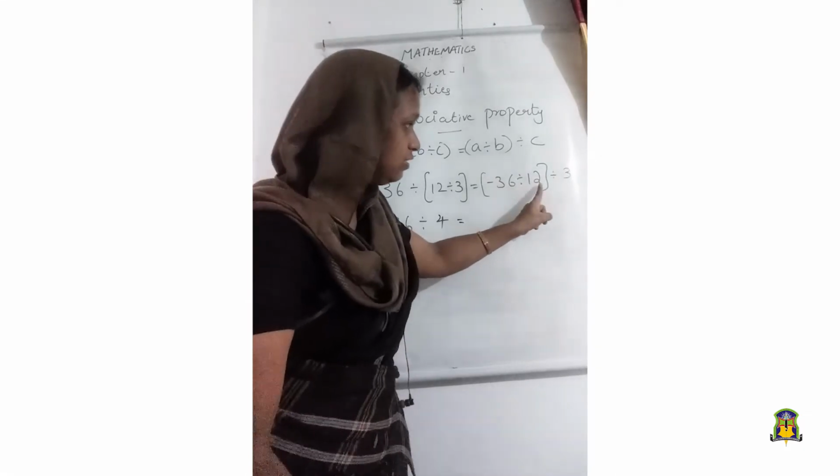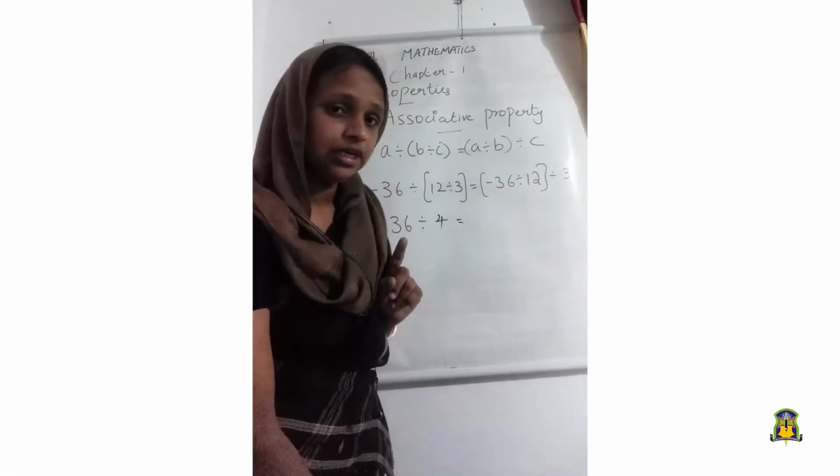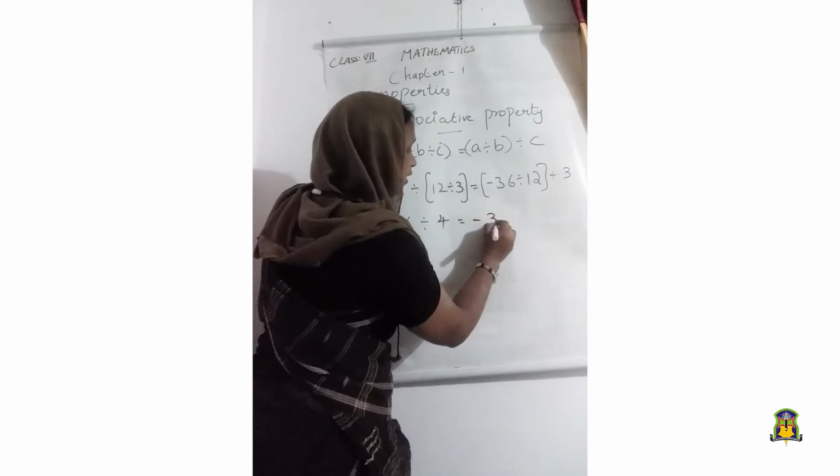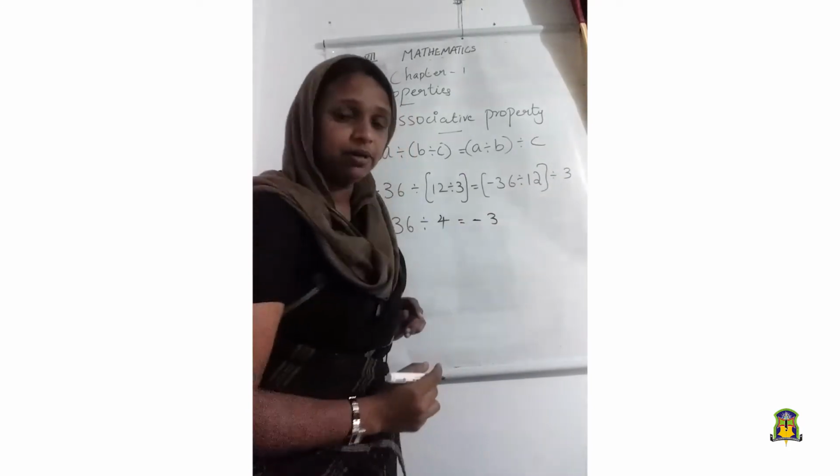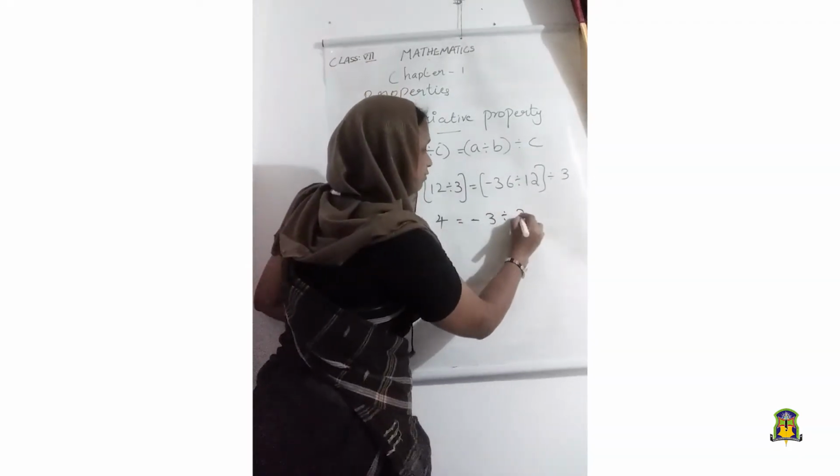Now the other side: first, negative 36 divided by 12. The answer is what? 3. That is negative 3, since it is negative divided by positive. Negative 36 divided by 12 is negative 3.